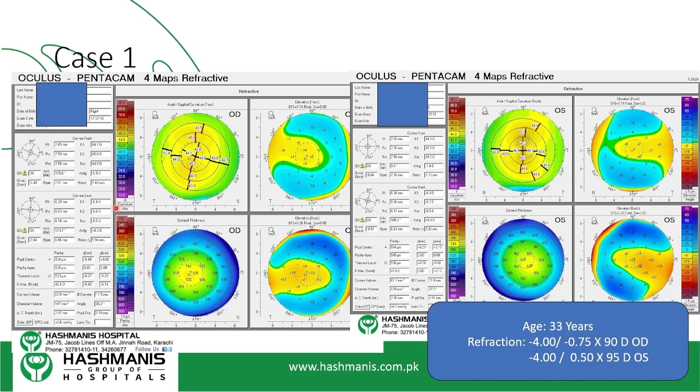And the reason is that if you've got opacities in the cornea, any sort of opacity is going to make this map abnormal, because the imaging will not be proper. That's why you have to look at the patient.